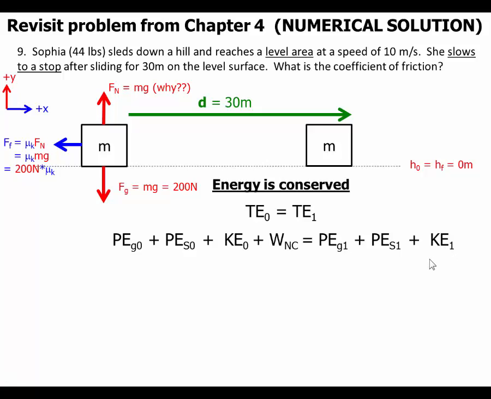Which ones of these are 0 or not applicable? Well, several are 0 and not applicable. If we define our height to be the ground level as 0, then all of our potential energies drop out.